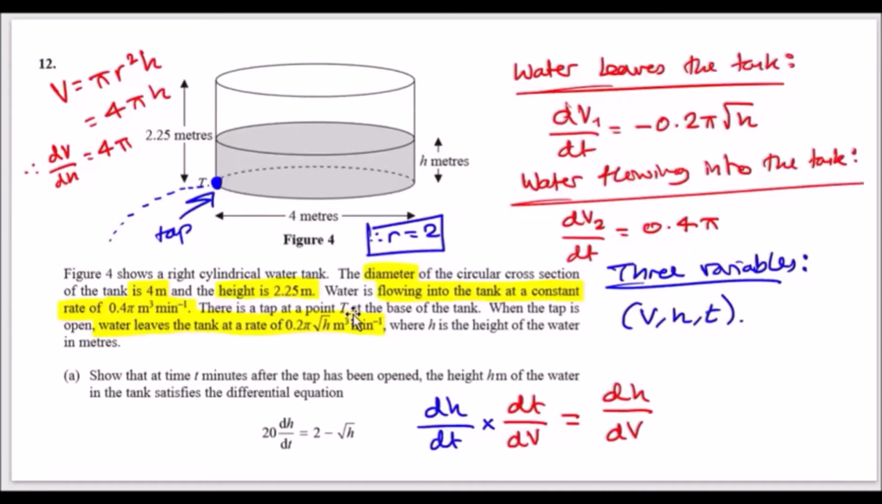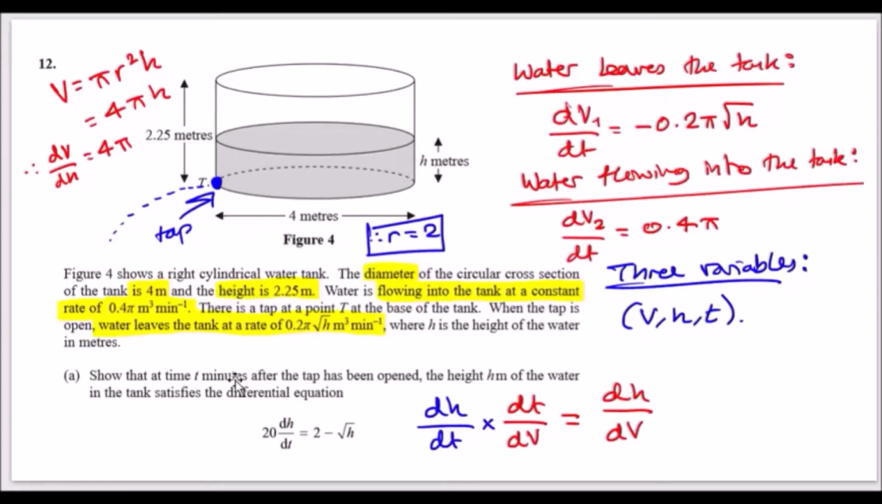There is a tap at point T, which is over here at the base of the tank. When the tap is open, water leaves the tank at a rate. So again, another derivative at this rate in meter cubed per minute. So again, it's another dV over dt, the first one I wrote here. Water leaves the tank, so I call it dV1 over dt. Because it's leaving the tank, it has a negative sign. So that's done, where h is the height.